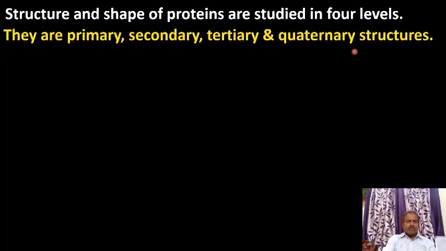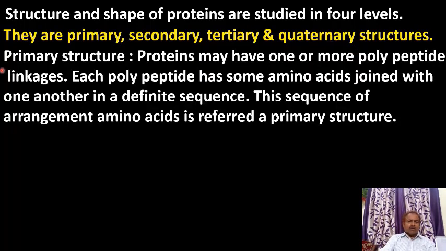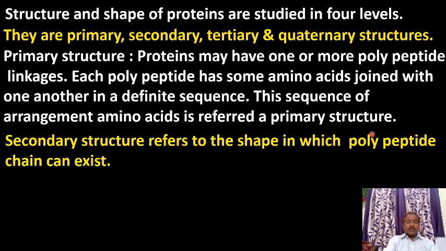Now let us discuss each and every structure here. The primary structure means proteins may have one or more polypeptide linkages. Each polypeptide linkage has some amino acids, and these amino acids are joined with one another in a definite sequence. This sequence of arrangement of amino acids is referred to as the primary structure. So the sequence is definite. If the sequence changes, then it becomes another protein, that is, a different protein.